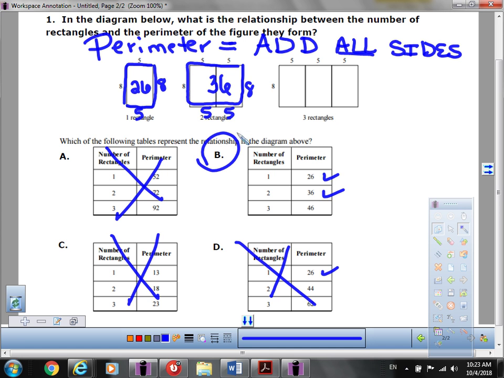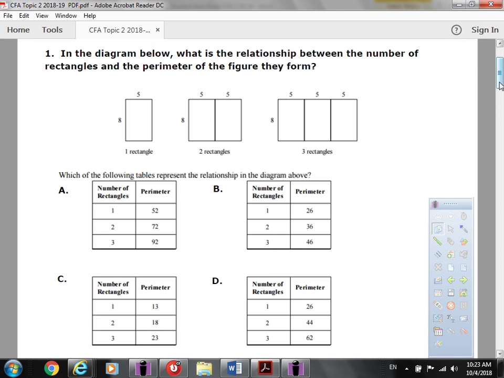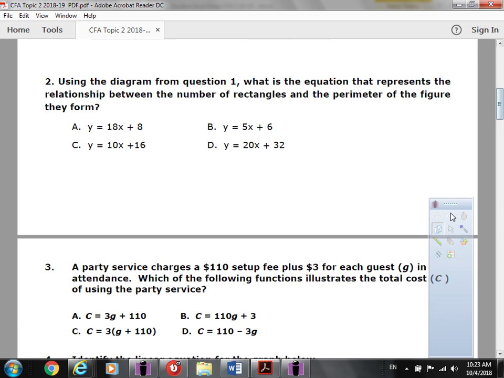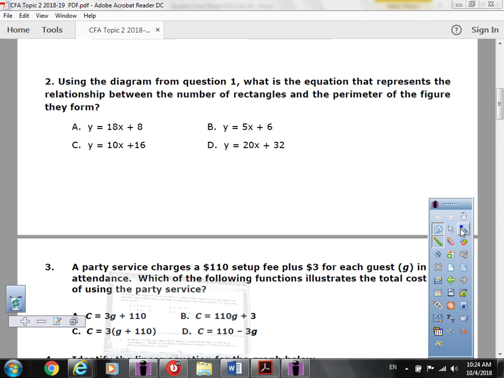So make sure you circle B, but make sure you understand what perimeter is. That's super important. On your retest, you'll have another question on perimeter again. Different question, but very similar.